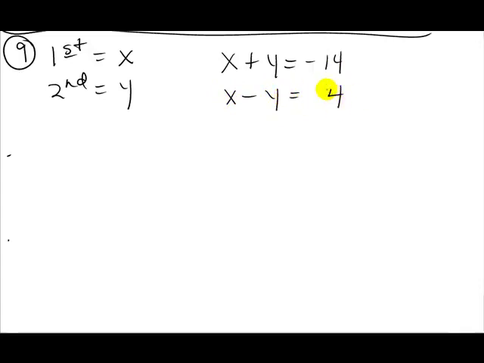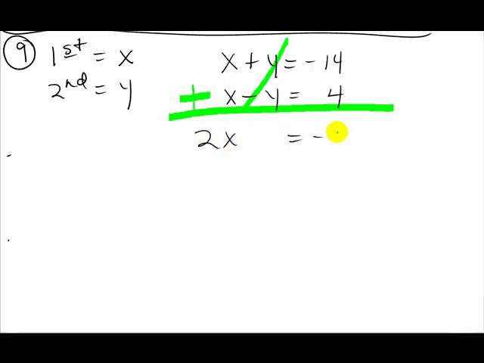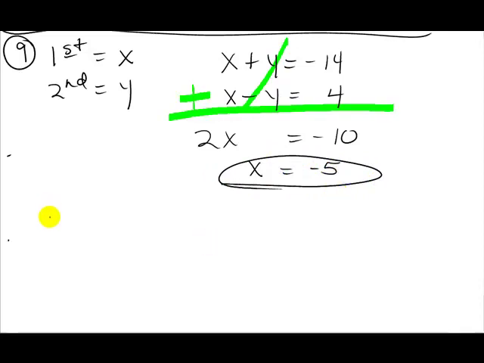Well, this is already set up perfectly for addition because those two will eliminate, and now I have 2x equals negative 10 and x equals negative 5. Then we're going to use the top equation. Negative 5 plus y equals negative 14. Y equals negative 9 because I added plus 5 plus 5.